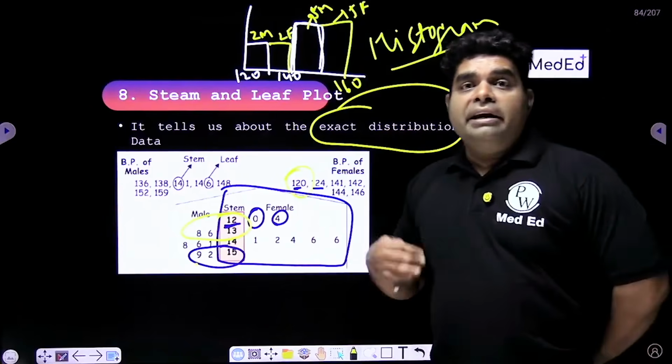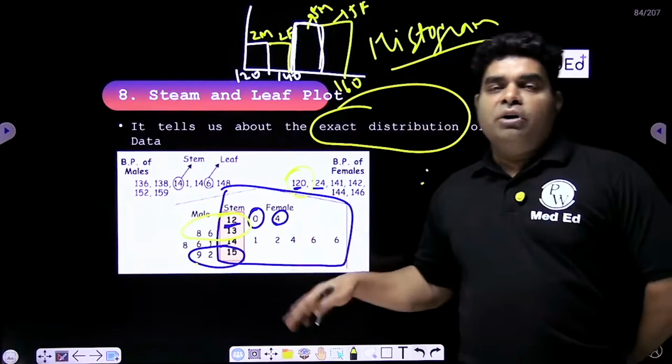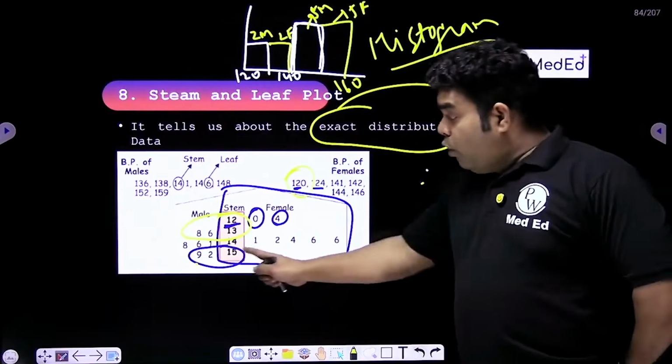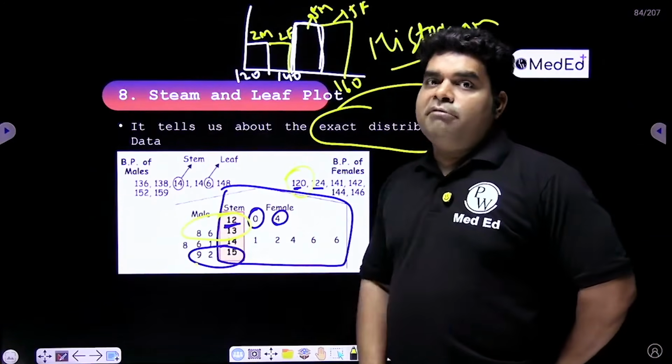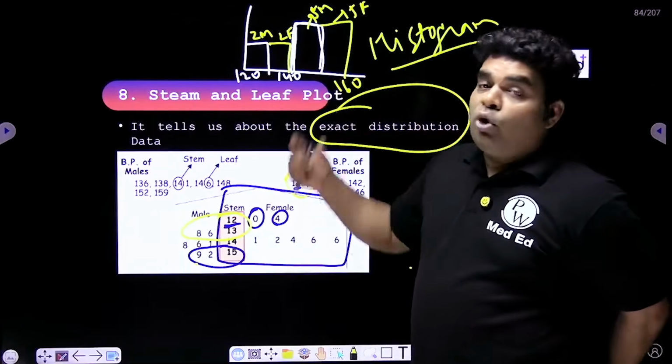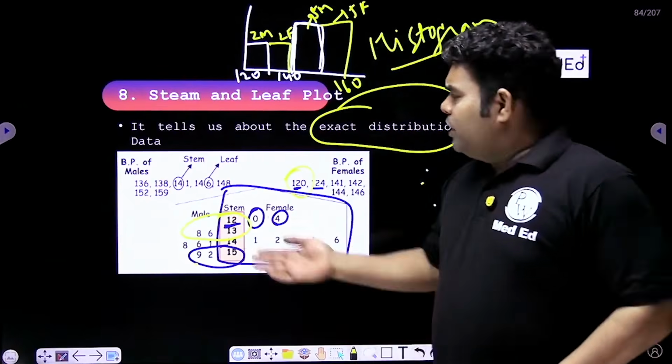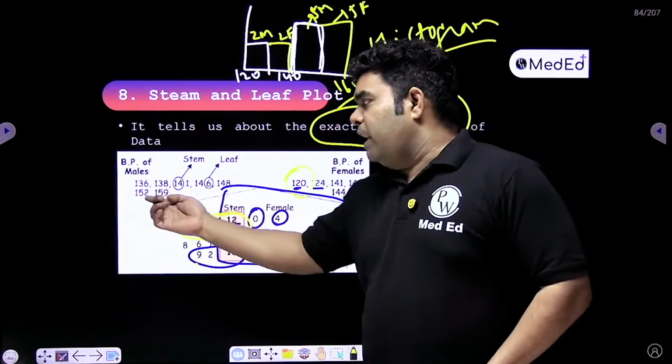So only 2 males need medicine, none of the females need actual medicine. They can be controlled by lifestyle modification. So if you want to know the exact distribution, then a stem and leaf plot is useful because a histogram does not tell the exact distribution. And now you can say, sir, still we could have seen it here, 152, 159 is written.